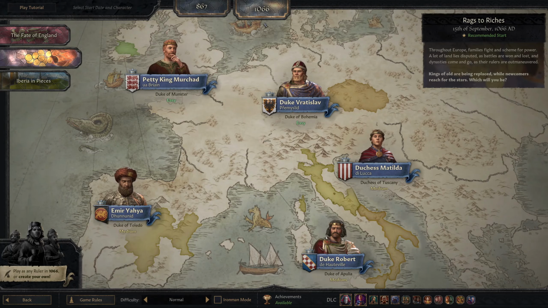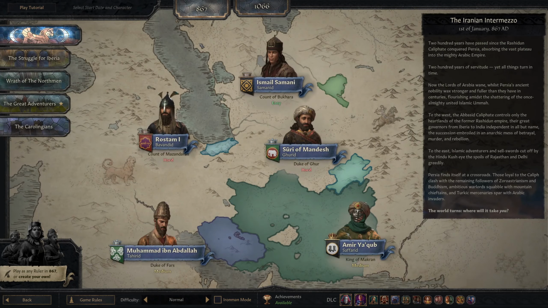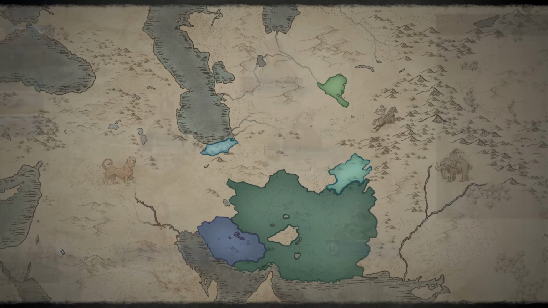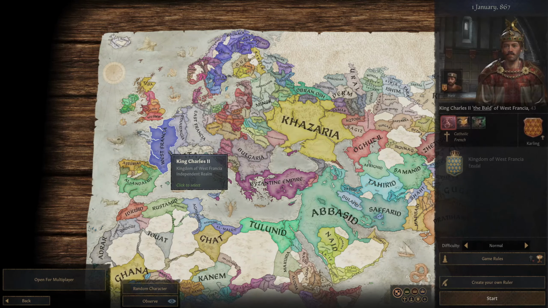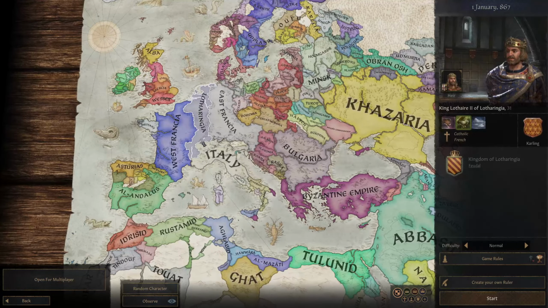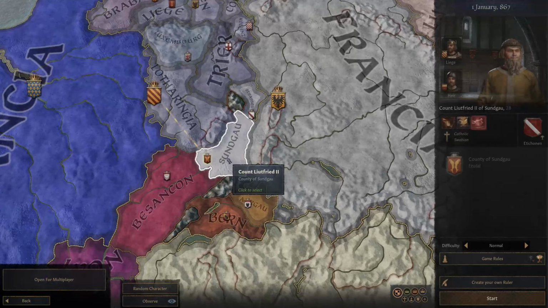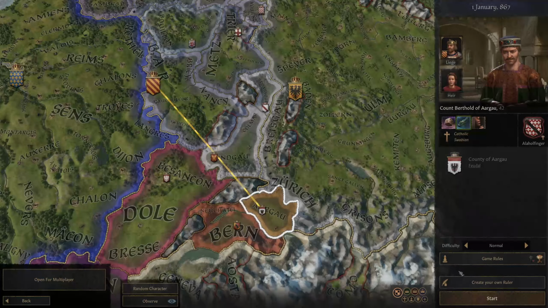To create a custom ruler, choose your desired start date, and at the bottom left, click Create Your Own Ruler. I can select any realm I want to play as the top liege, or I can zoom in to play as a vassal. Then at the bottom right, we're going to click Create Our Own Ruler.